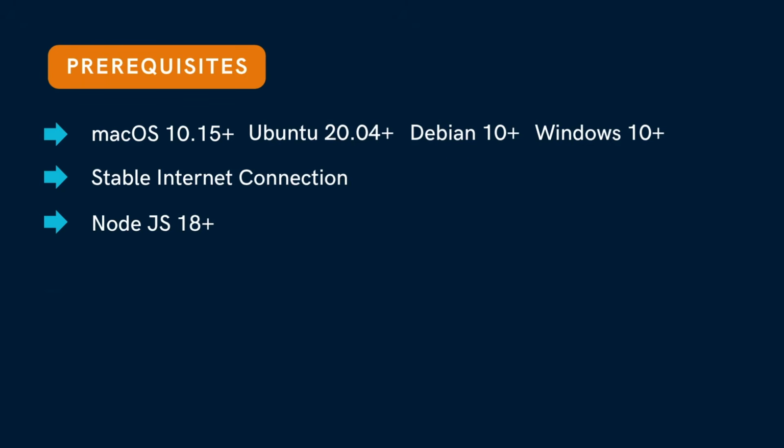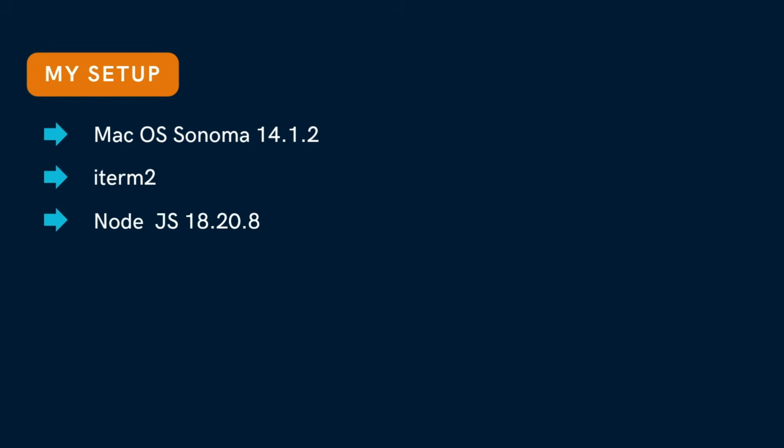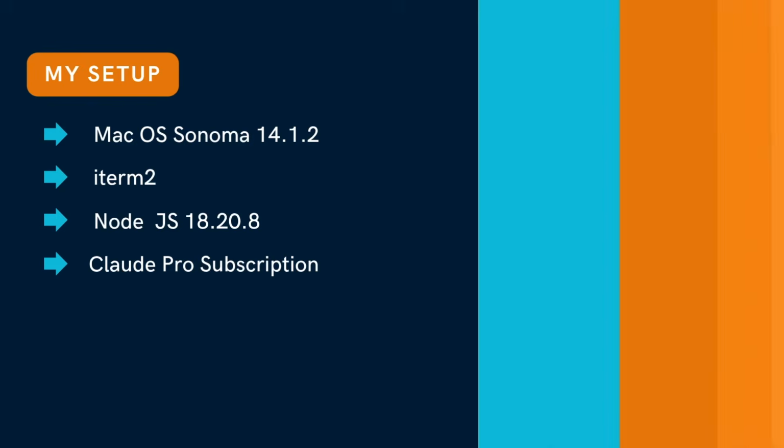You will also need either an active Claude subscription or an Anthropic API key to log in once the installation is complete. I am using macOS Sonoma 14.1.2 on a MacBook Air. My terminal of choice is iTerm2 and my Node.js version is 18.20.8. I also have a Claude Pro subscription which currently costs $20 per month. That's more than enough if you are just learning or experimenting with Claude Code.